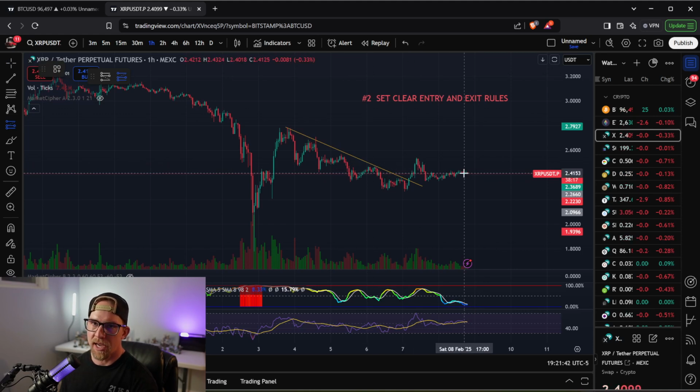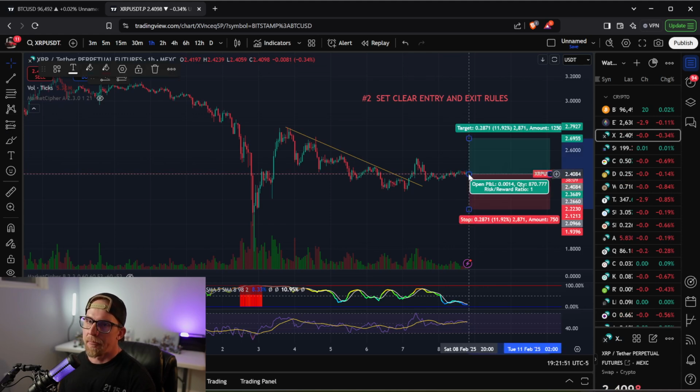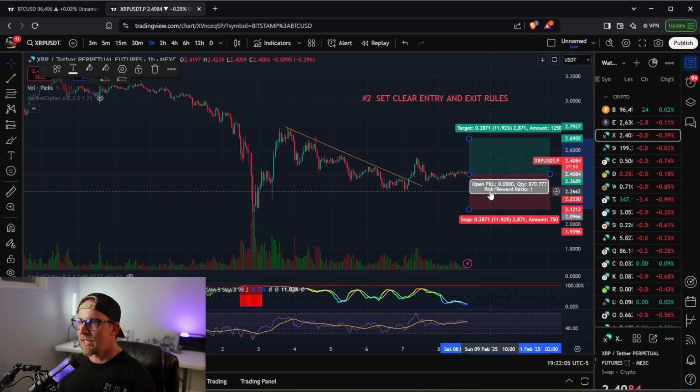So let's say we took an entry right at current price levels, and I'm not saying that's a good entry, I'm just using it as an example. Also, any of what I'm posting here obviously is not financial advice. Take your own trades at your own risk, but this is just an example to set clear entry and exit rules. Now, you're going to hear me refer to R and R. What I mean by that is risk and reward ratio.